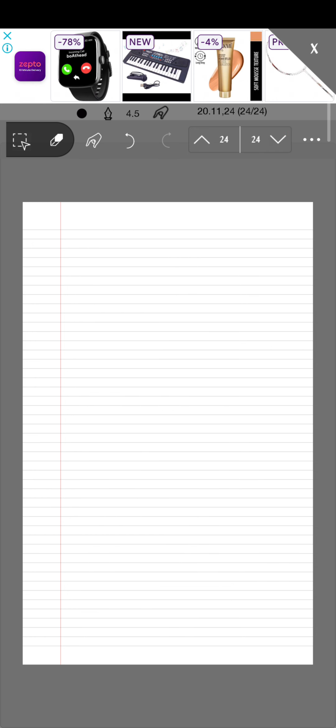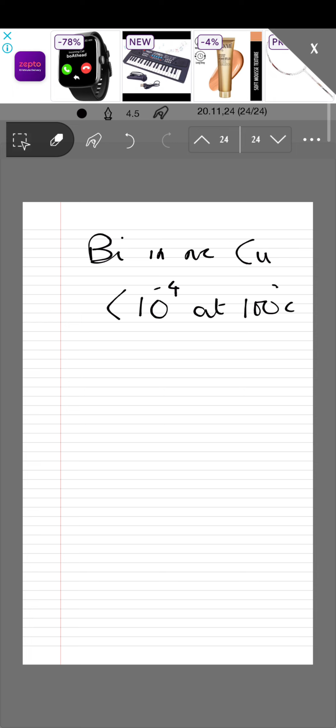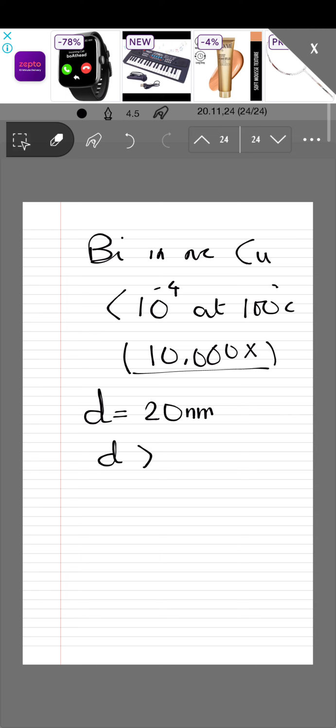Taking another example, the solubility of bismuth in nanocrystalline copper at less than 10 to the power minus 4 concentration at 100 degree centigrade. There's an increase in solubility of 10,000 times. However, there's of course a threshold grain size, which is equal to 20 nanometers, for this increase to be observed. If the grain size is more than 10 to the power 1 nanometers, then this effect is no longer existing. So this is very important. This is the threshold grain size.